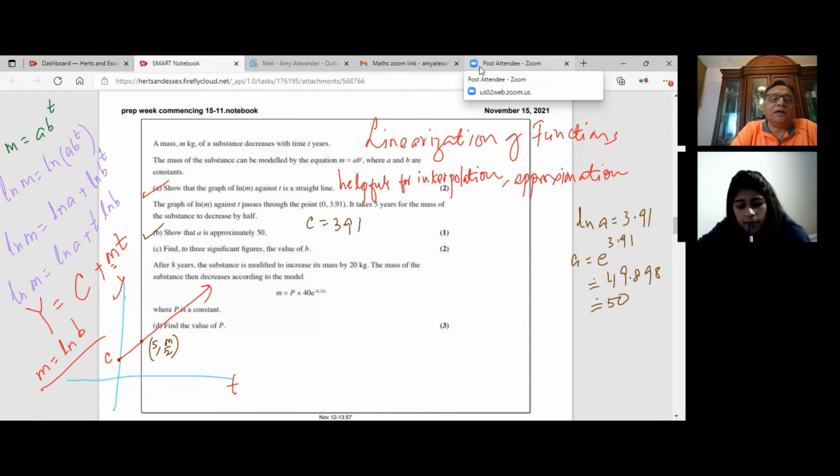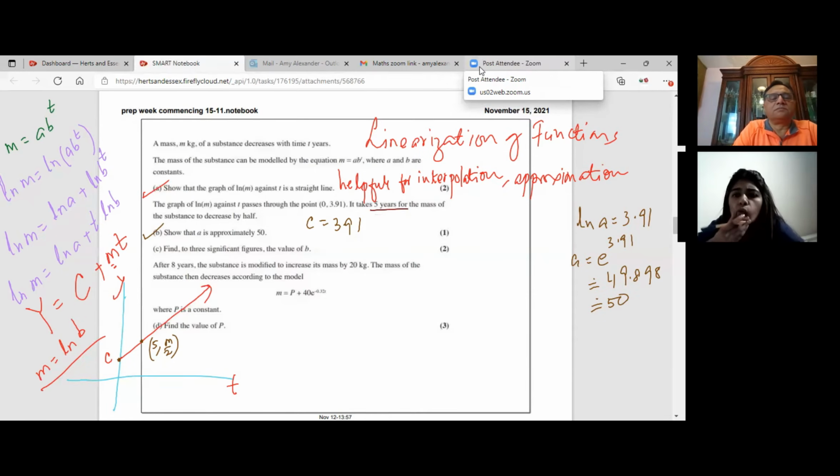Because of the half-life, we can now find the value of B, correct? We can use the original equation. We don't have to use this equation now. Half-life means M equals A times B to the power of T. That is your basic equation, correct? We found A as approximately 50, and now we know that the half-life is 5 years, correct?